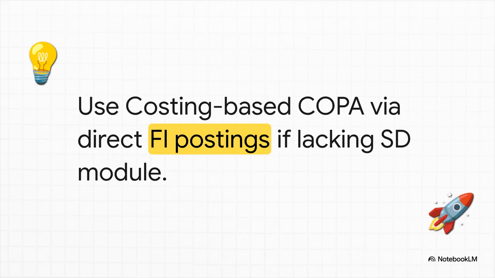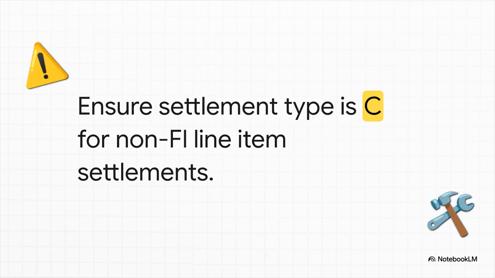What makes this architecture so impressive is just how adaptable it is. Surprisingly, even if your company doesn't run the full sales and distribution module, you are not locked out. You can still pipe direct financial postings straight from FI into your costing-based profitability analysis using a straightforward customer debit to sales credit flow. But listen, attention to detail here is absolutely paramount. For non-financial accounting line item settlements, you must ensure the settlement type is designated as C. It's exactly these minor, highly specific routing rules that make sure your data flows perfectly into those buckets without throwing massive system errors during your month-end close.